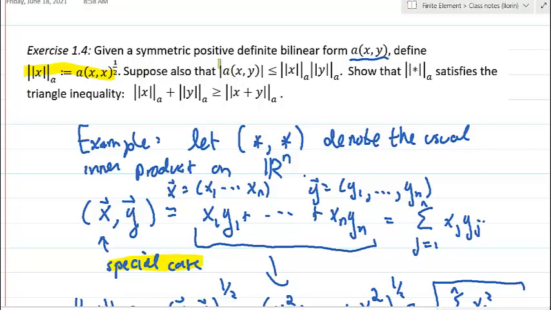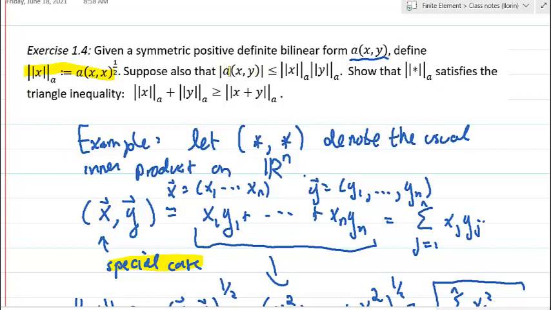Suppose also that the absolute value of A of x comma y is less than or equal to norm A of x times norm A of y. These bars indicate absolute value. Now remember, A is a symmetric bilinear form, so A of x and y is a real number. I can take the absolute value of a number. Now we do know that A is positive definite, but that only means that A of x, x is non-negative. A of x, y can be negative, so I need to take the absolute value here.